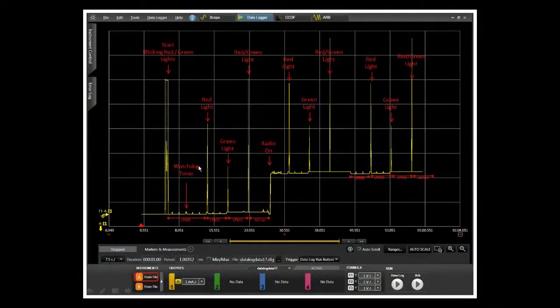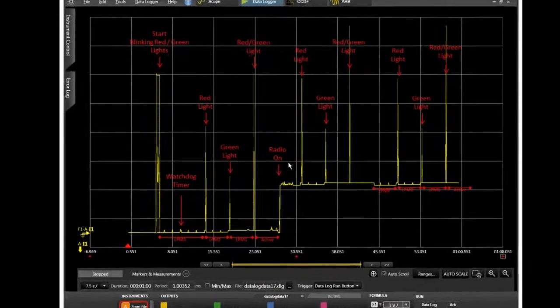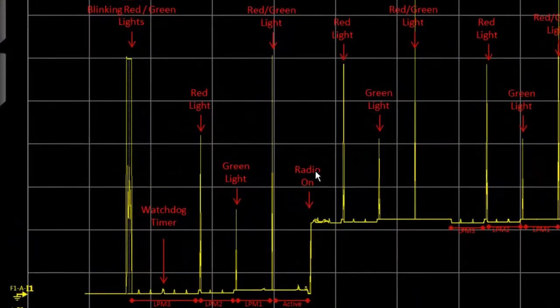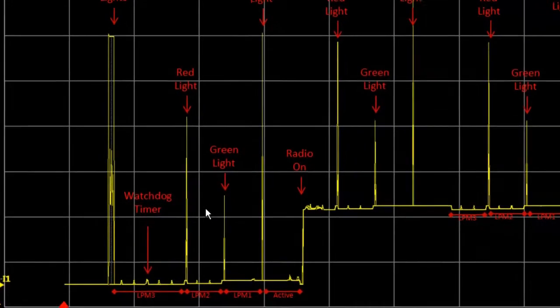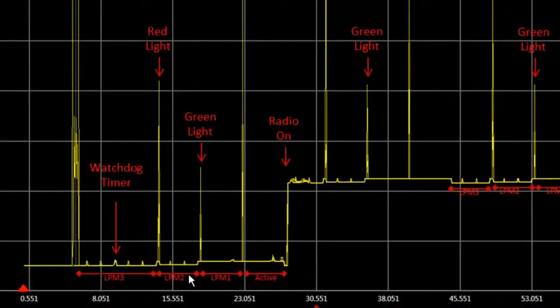So what we're seeing here is the current profile of the test we just ran. What you're seeing is we have lights that are blinking, we have watchdog timers that are triggering, and then we see a radio come on. These big spikes are the places where lights are coming on and off. There's a red and a green light. And the little spikes are where the watchdog timers are coming on.